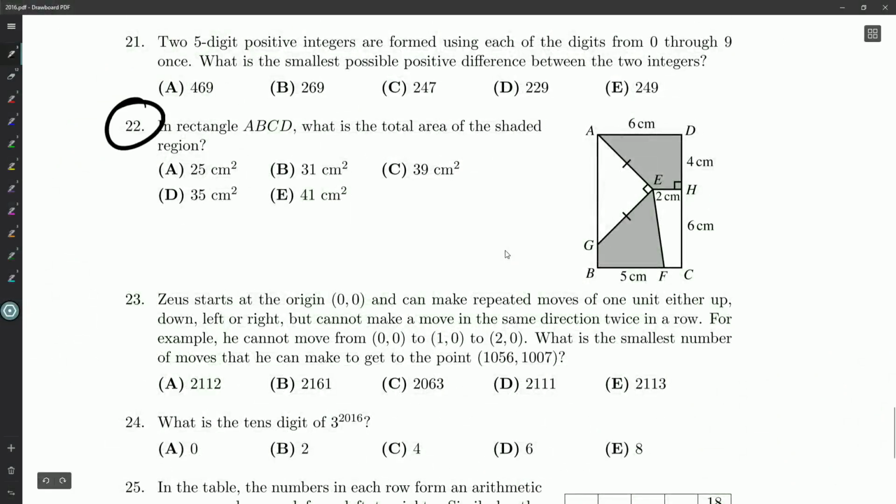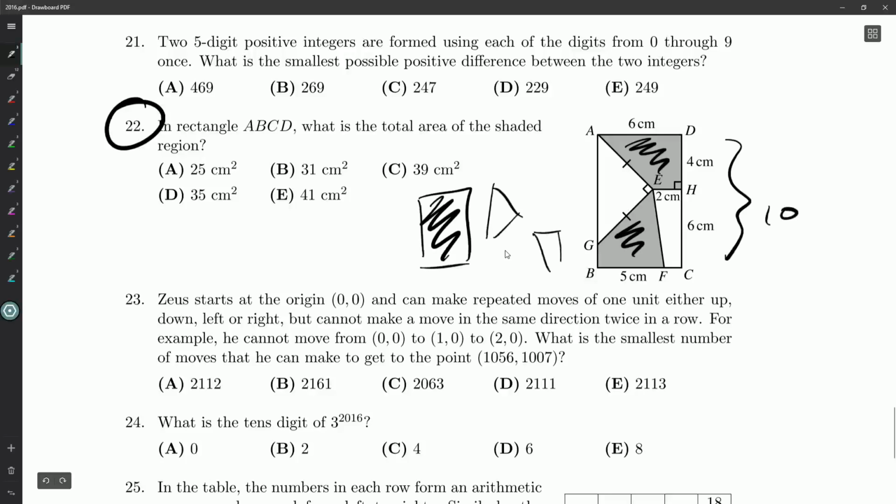In rectangle ABCD, what is the total area of the shaded region? Okay, so we've got a lot of information. It's a 6 by 10 rectangle. That might be useful to know because one strategy might be to take the whole area and subtract these other parts that might be simpler to work with. That's certainly possible. Or we might just have to directly compute the shaded area, but definitely a possibility.